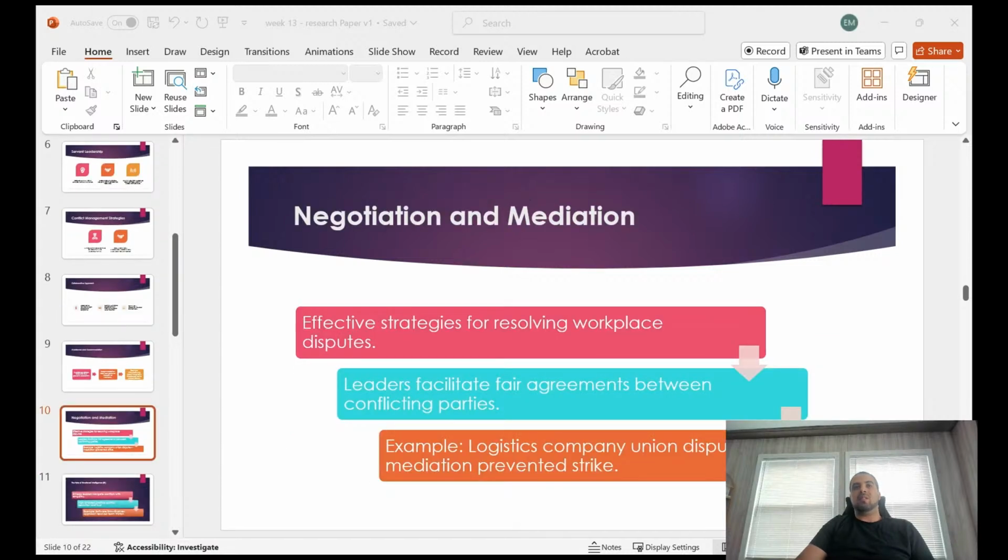Another strategy is negotiation and mediation. Those are crucial tools for resolving disputes fairly. Again, in the same company, a tension between management and unionized employees over wages could have resulted in a strike. A mediator facilitated negotiation, helping both sides reach a fair agreement. This prevented work stoppage and ensured continued operations.